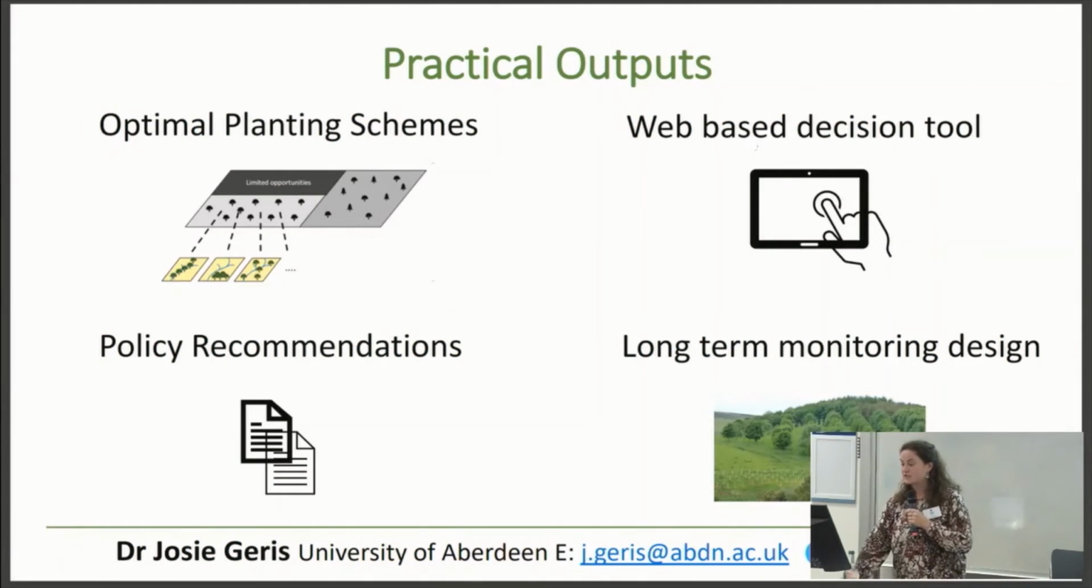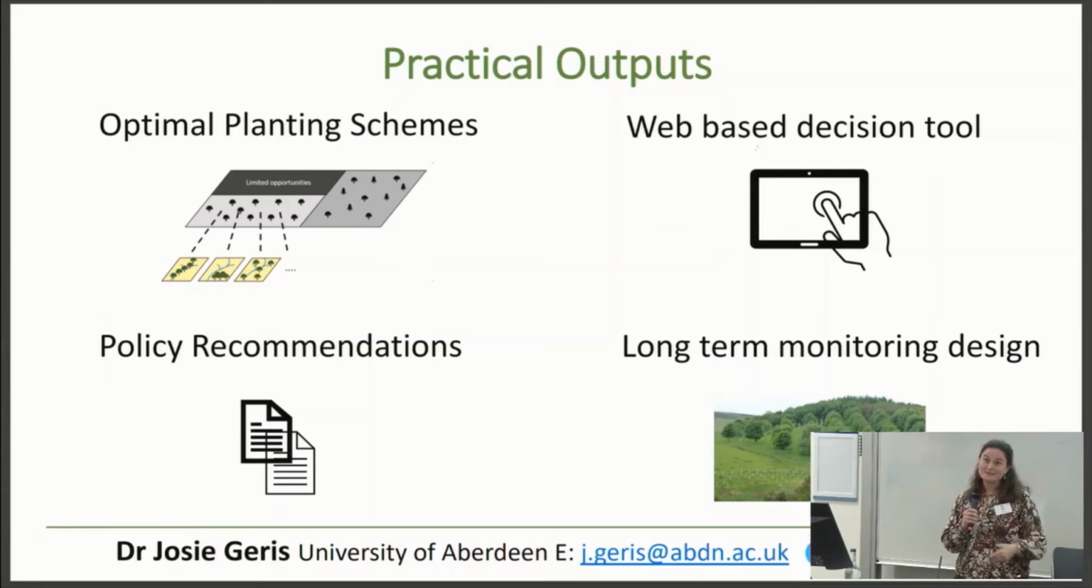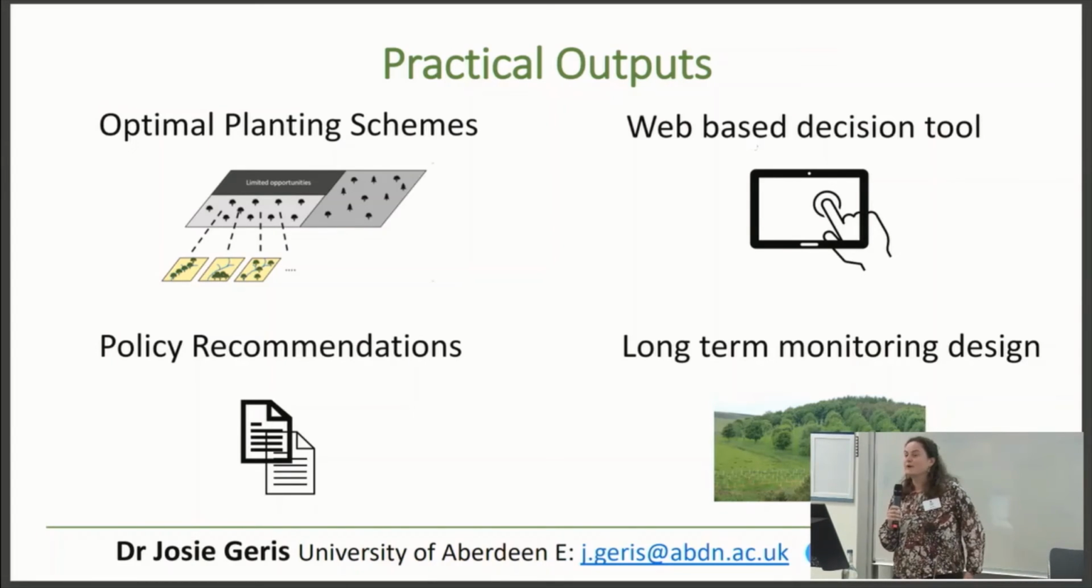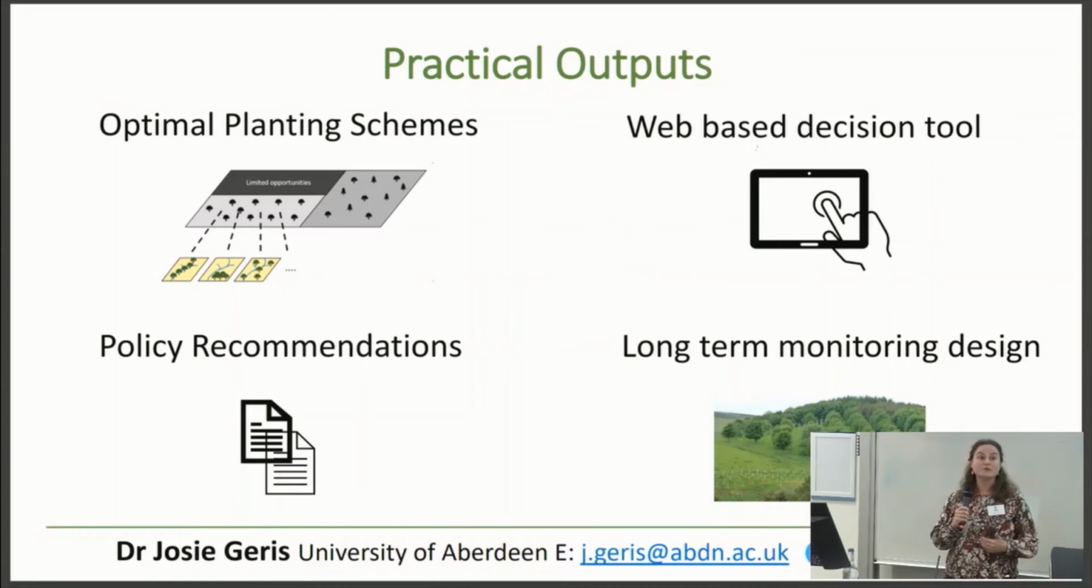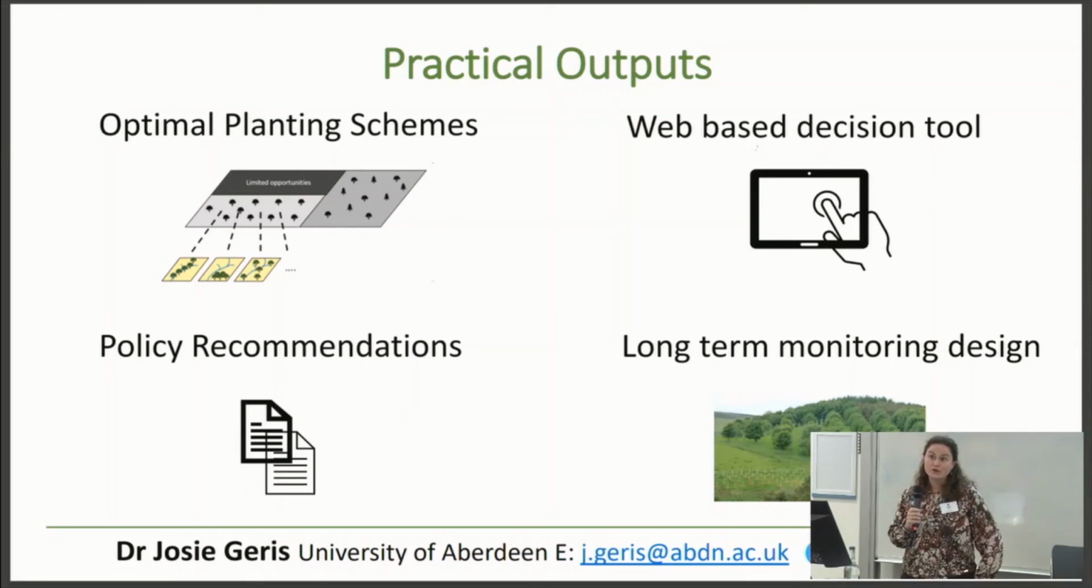So just to finish up, what do these involve? Firstly, the optimal planting schemes for diverse landscapes and farming systems. And these will feed into an interactive web-based decision support tool for farmers. And we will also produce policy briefs, making recommendations of how our outputs can feed into grant schemes. And finally, we will co-develop with our stakeholders a framework for a long-term monitoring design for specific agroforestry schemes in rural uplands.